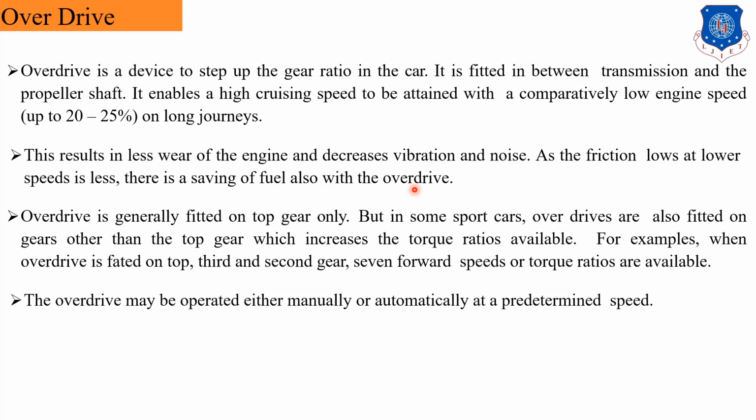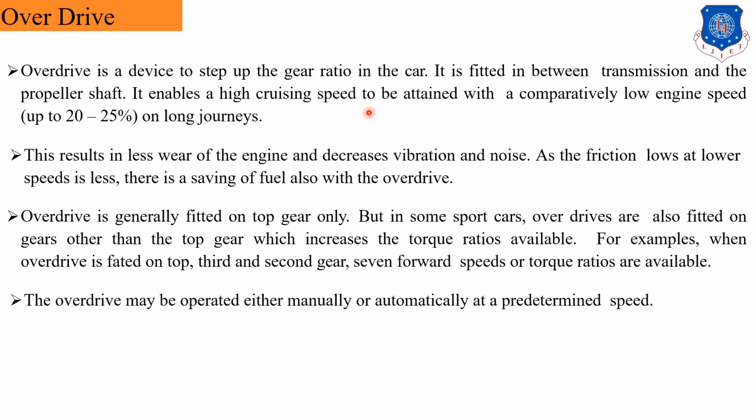Overdrive is a device to set up our gear ratio in the car. Overdrive is nothing but when the speed of the vehicle is more than the engine speed. That is known as overdrive. Overdrive is a device to set up the gear ratio in the car. It is fitted, most importantly, between the transmission and the propeller shaft. It enables a high cruising speed to be attained.